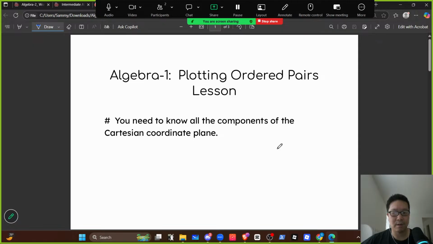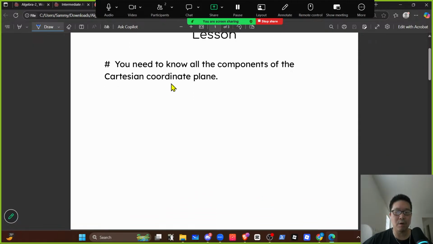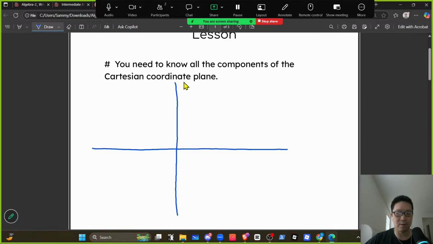Another very easy topic. And the first thing you need to do is know or remember or memorize all the parts of a Cartesian coordinate plane. So it's something that looks like this. It's used to basically graph equations. You can graph things like points and lines and figures, but it's mainly used to graph equations and functions to see what they look like visually. There's two axes. This is the x-axis.